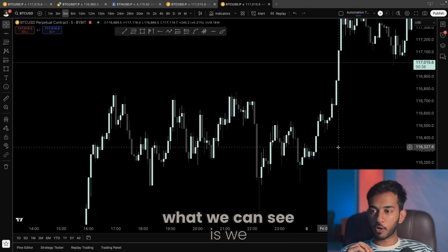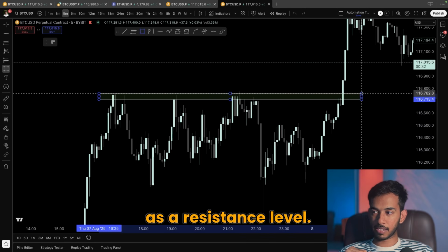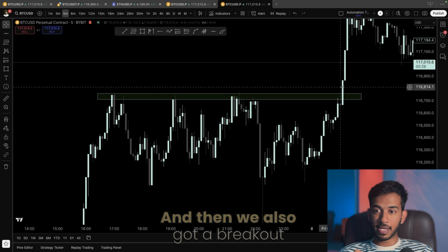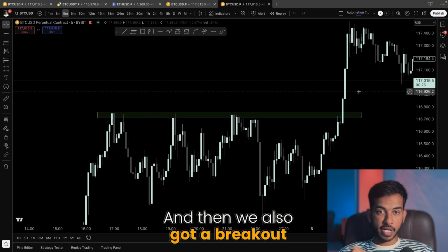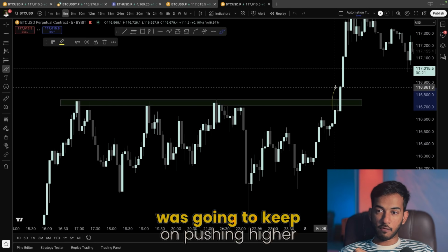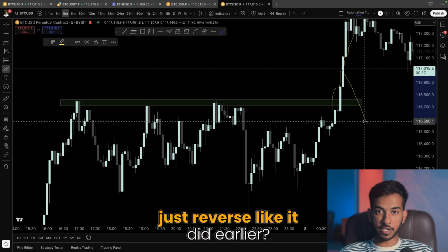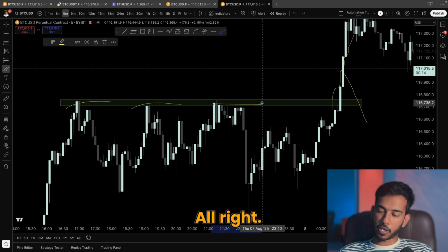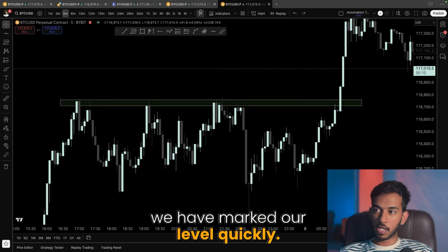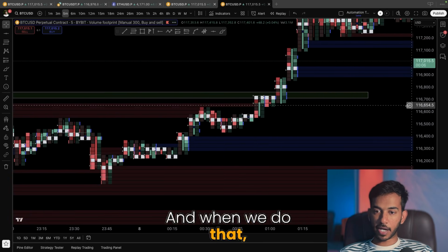All right, so here what we can see is we had a good range. We could have easily marked this as a resistance level. The market was reversing exactly from that area, and then we also got a breakout of it. Now how do we find out if this breakout was going to keep on pushing higher in the live market and not just reverse like it did earlier? For that, obviously we have marked our level. Quickly we will turn on our volume footprint as well, and when we do that, what do we see?